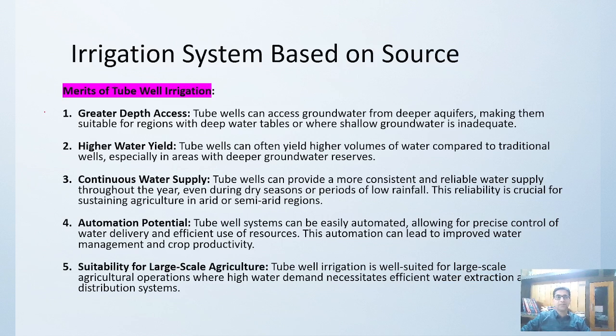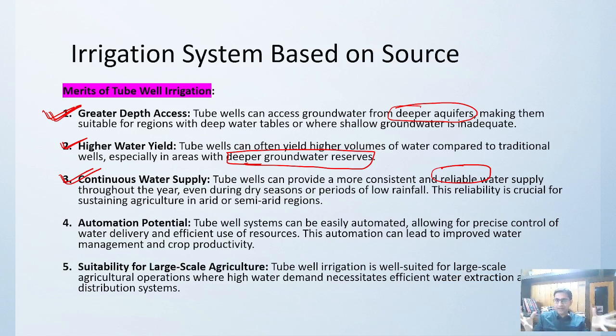Obviously, with the merit, we can go deeper. With the well, we cannot go deeper, but with the tube well, we can go deeper by constructing deeper aquifers, and we can go deeper into the water table and get the water from there. And higher water yields, because as we go deeper and deeper, we find very big aquifers, deeper groundwater reserves, and we can take the resources from there. Continuous water supply, since as we go more and more deeper, we have a very large reservoir of water, and a reliable water supply will be there, which will continue our agriculture cycle.